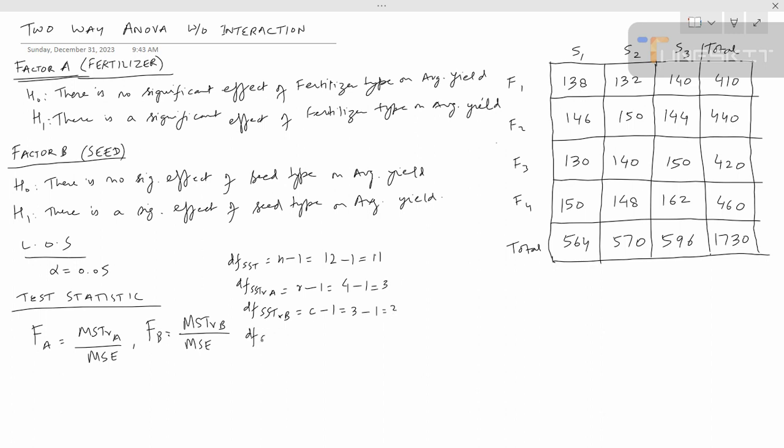And DF for SSE we can determine as DF of SST minus DF of SSTR of A minus DF of SSTR of B respectively. Therefore, that's 11, then minus 3 and minus 2, that gives us a 6. 6 as the degrees of freedom for sum of square of errors. Now we can write down or state the critical regions accordingly.